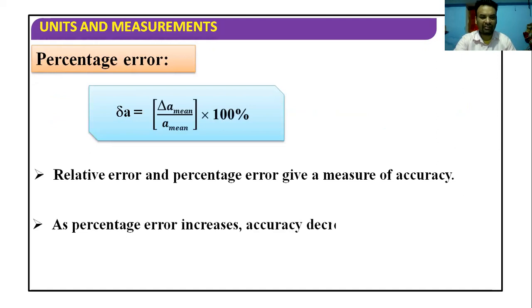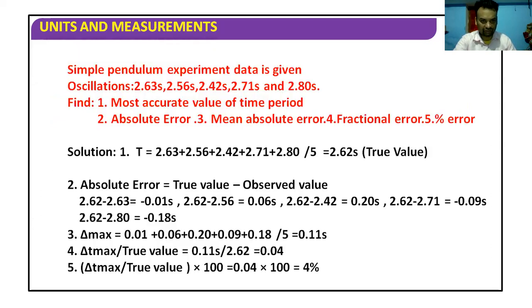Now the percentage error: delta A mean divided by A mean multiplied by 100. So this is the percentage error. Let me make all these four errors clear with the help of this beautiful example. That will make things very clear.